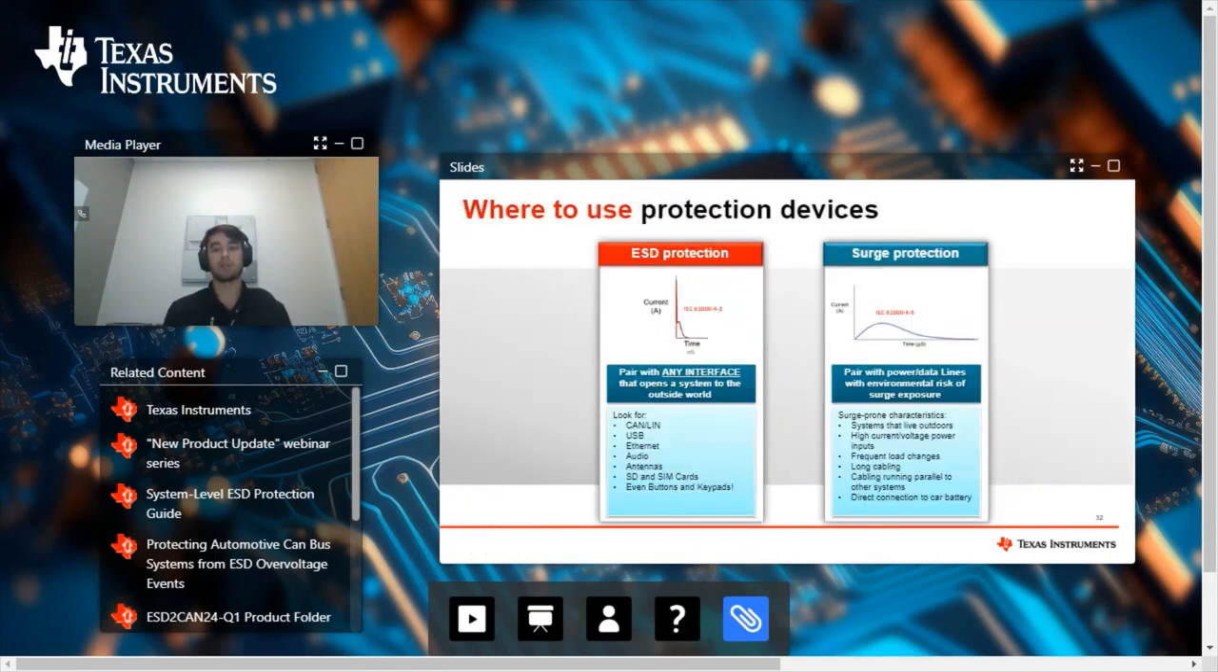So we mainly discussed ESD protection in this presentation, but I would like to mention that our portfolio also offers data line surge protection diodes with up to 40 amps of protection for the IEC 61000-4-5 standard. And it's important to note that ESD diodes are going to offer some level of IEC surge protection, and surge protection diodes will offer a level of IEC ESD protection.